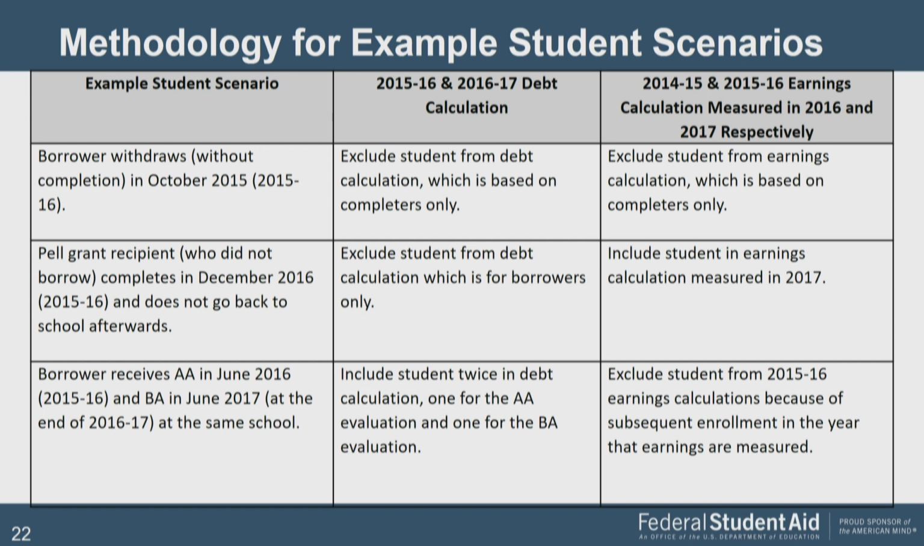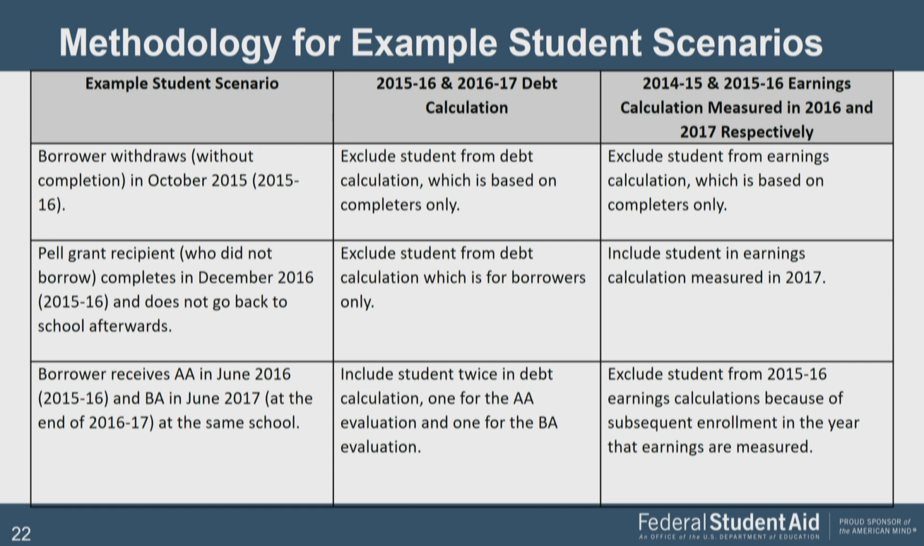The second example is a Pell Grant recipient who did not borrow, who completed in the time that we're evaluating. Now, for debt, we're going to exclude that student because for debt, we're only including borrowers. But for earnings, we're going to include that student because we have a record of them having a Pell Grant.